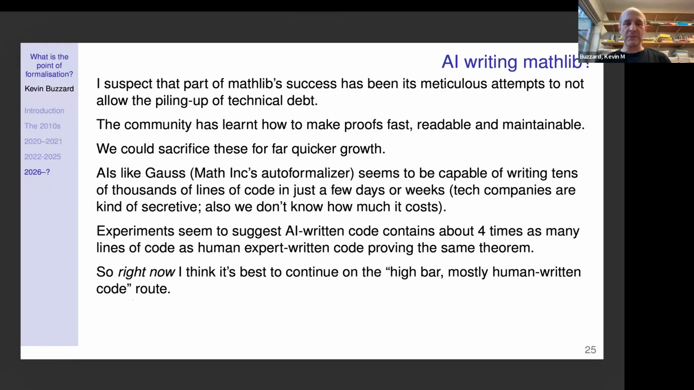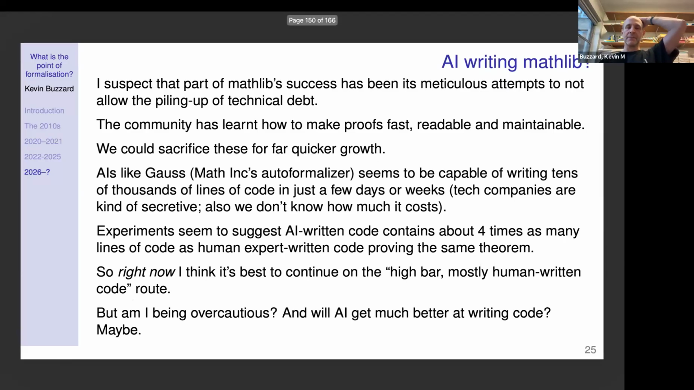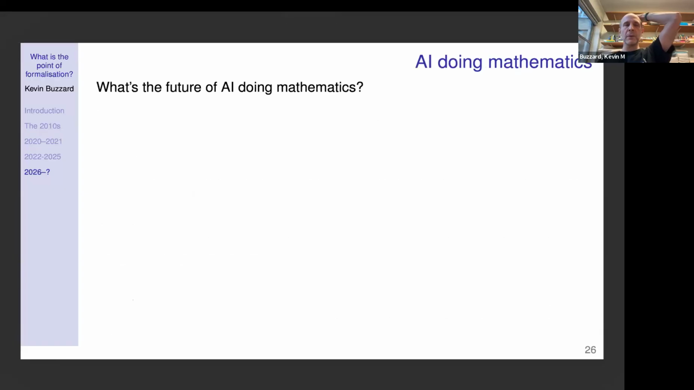So right now, I think we're right to continue on this high bar, mostly human-written approach, but AI is going to get better, right? And as AI gets better, I think we're going to start asking the question: should it be human-only, Lean's maths library? Am I being overcautious? Will I be overcautious in the future? So I'll stop there. Thanks for listening. Oh no, I won't. I've got one more page.